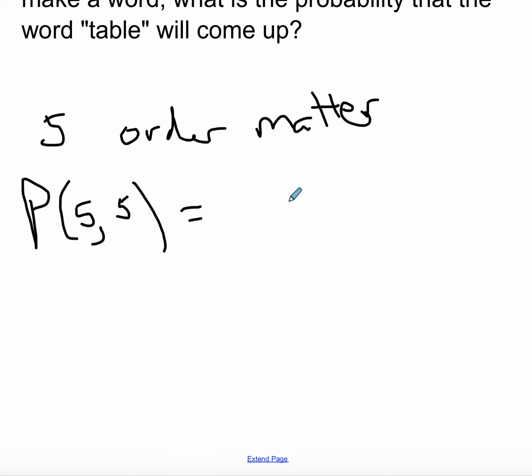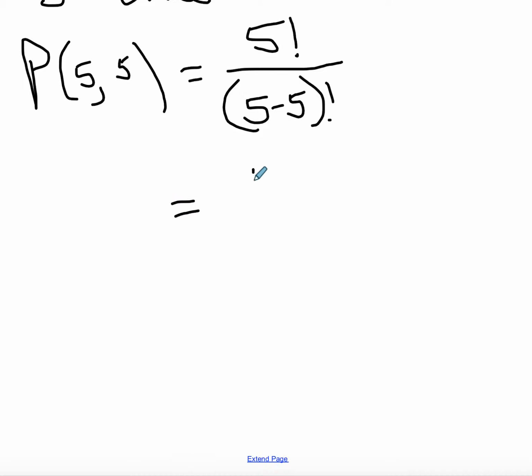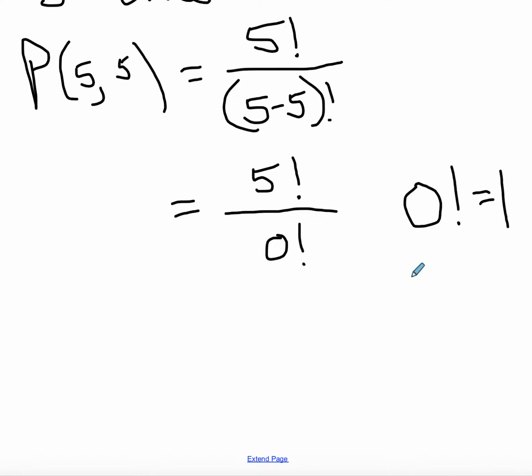So permutation is n factorial, which is the first 5, over n minus r factorial, so over 5 minus 5 factorial. So what we notice is we've got 5 factorial on the top over 5 minus 5, which is 0 factorial. And then you go, wow, you're dividing by 0. This is where the important thing to note is that 0 factorial turns out to be the number 1. It's defined to be the number 1. So anytime you see a 0 factorial, you can replace it with the number 1.